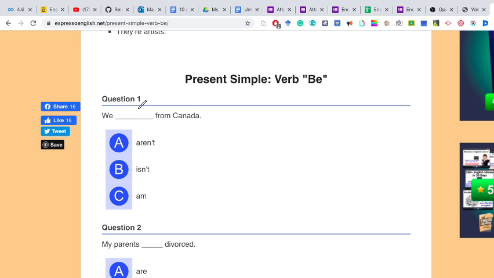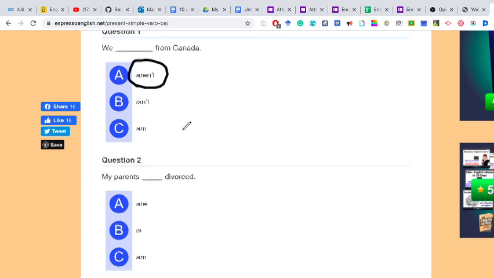I want you to pick the right option from A, B, or C. We from Canada. We aren't, we isn't, or we am from Canada. What is the right answer in this question one? The right answer for this question is aren't. Because according to the grammar, with we we use aren't. We aren't from Canada.